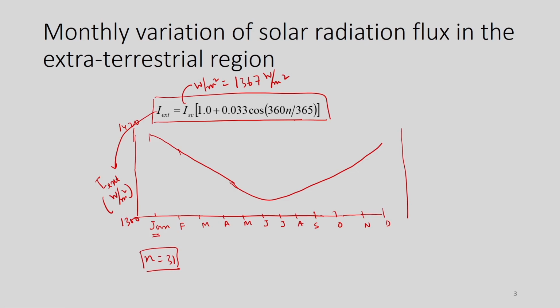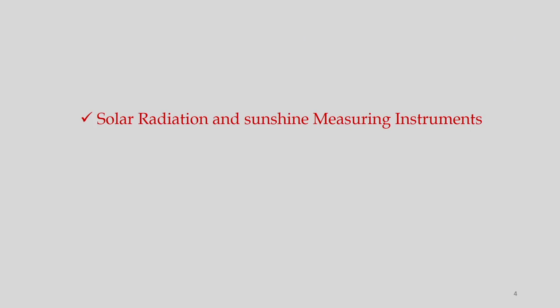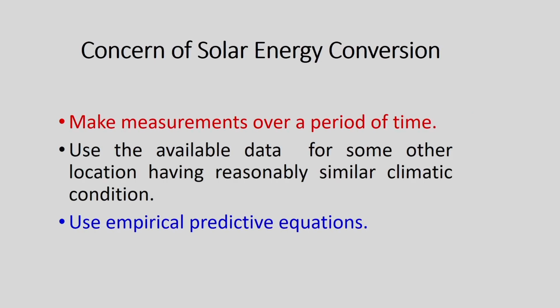Okay. Now, our today's topic is solar radiation and sunshine measuring instruments. In order to understand the mechanism of absorption, scattering and attenuation coefficients, people have done extensive research, but still it is very difficult to predict the radiation on a particular day at a particular time. So, the designer has decided to do something else, so that they can design their equipment for a particular region.